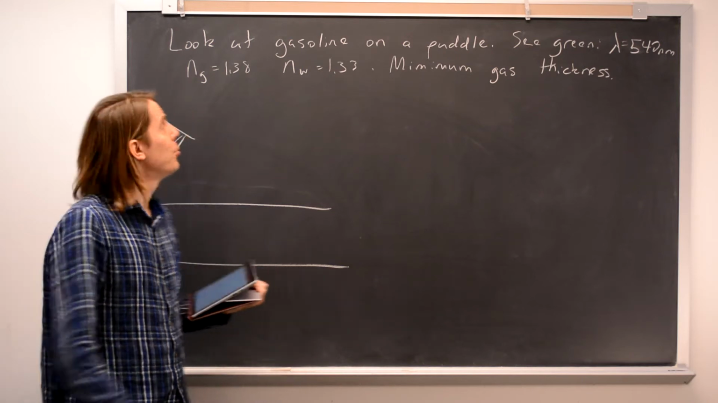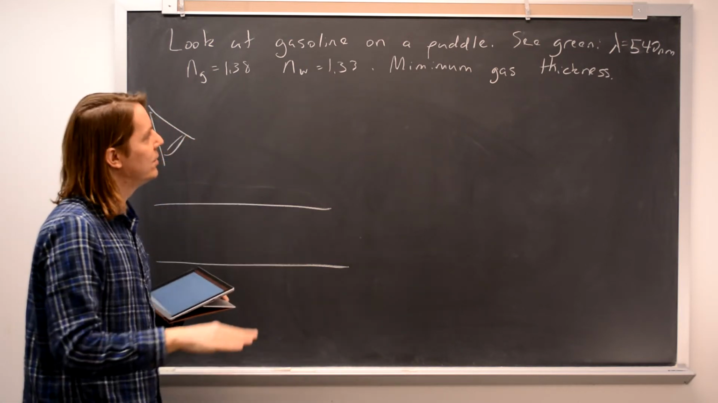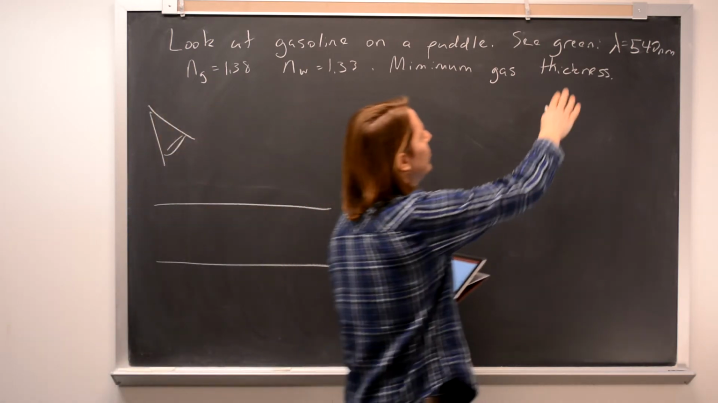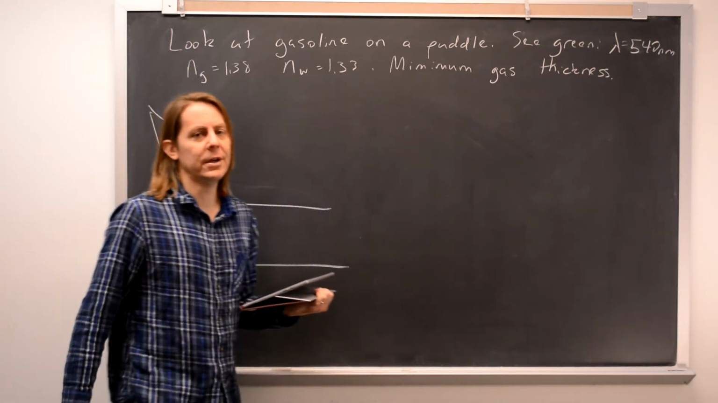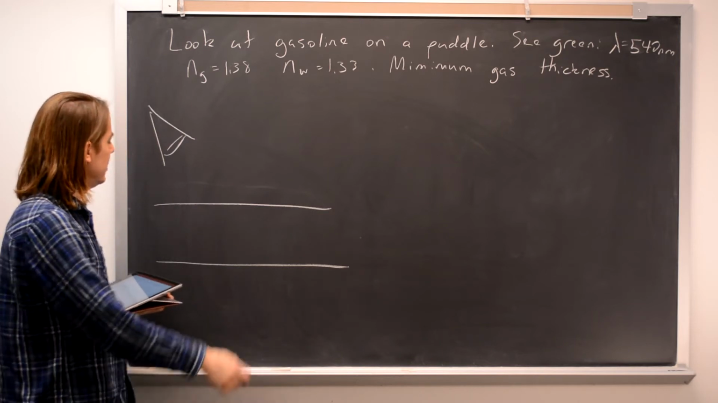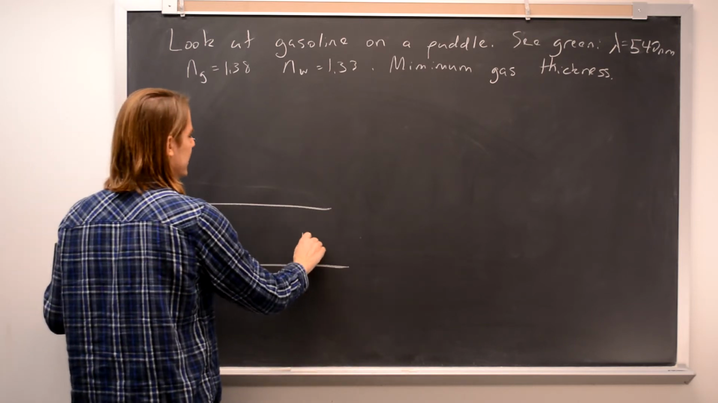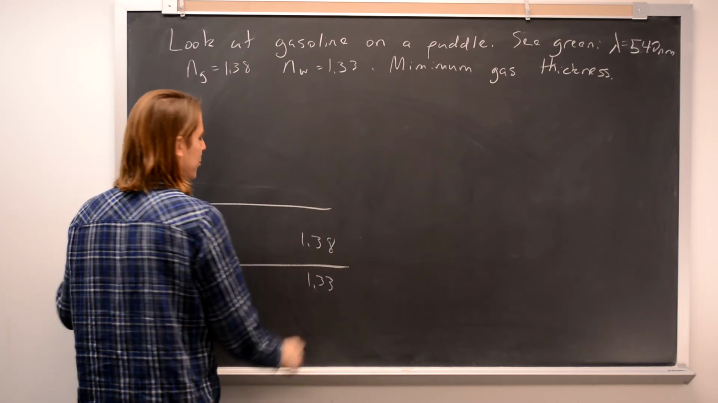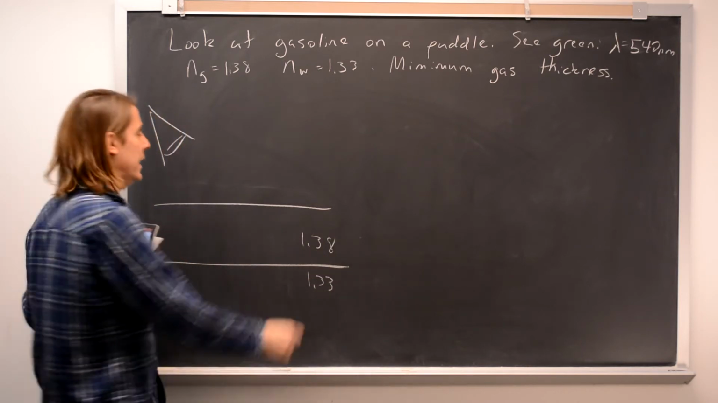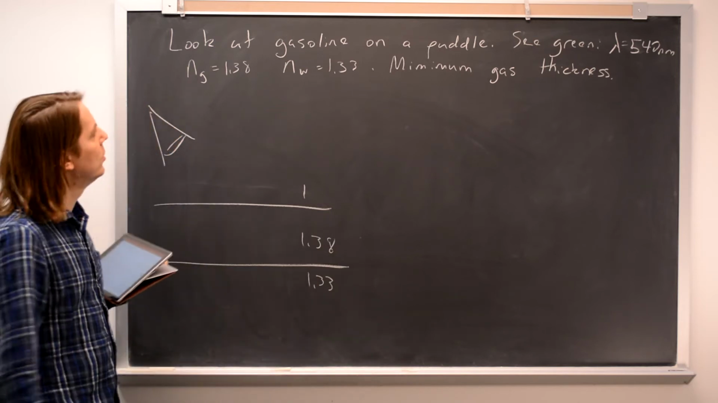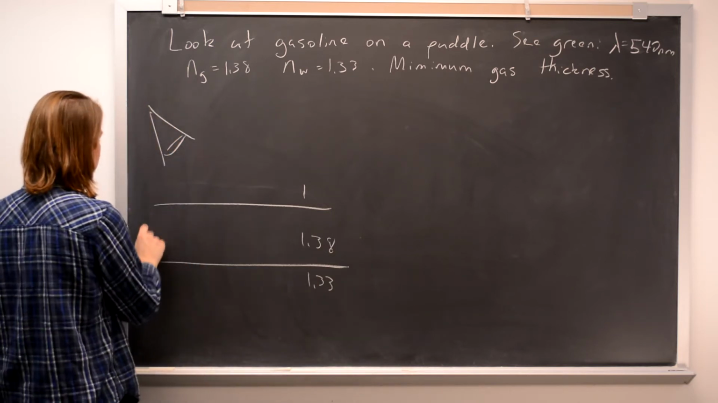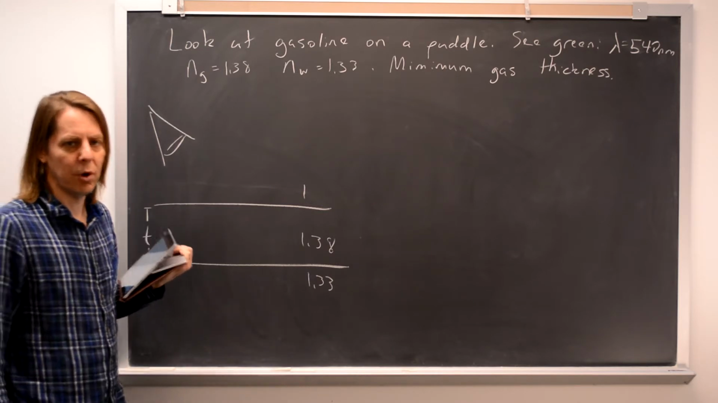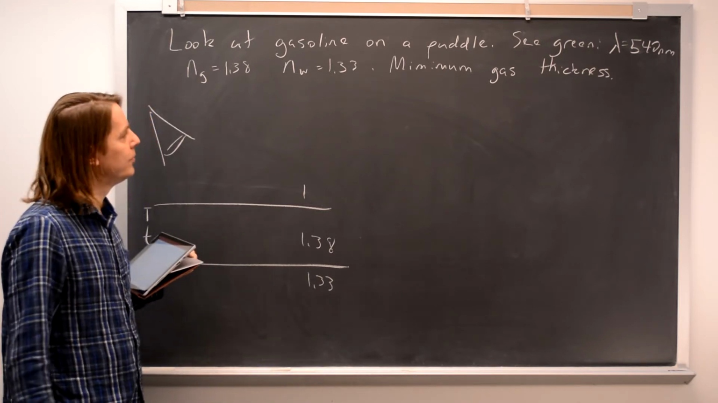Here we have a thin film problem. You look down at some gasoline on a puddle and you see beautiful green. The green wavelength that you see is 540 nanometers. They tell you that the gas's index is 1.38, the water's index is 1.33, and you assume you're in the air, where the index is 1. What's the minimum thickness of this film of gas on the water? It's a thin film problem.